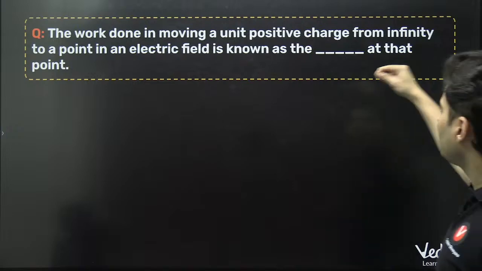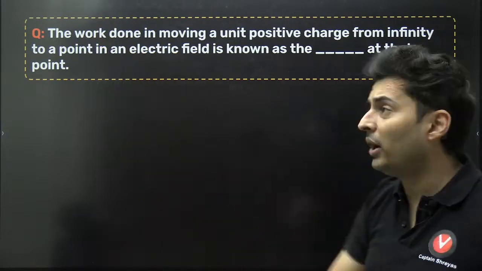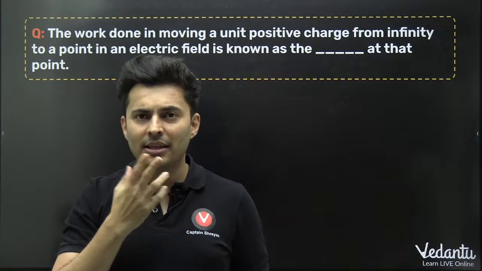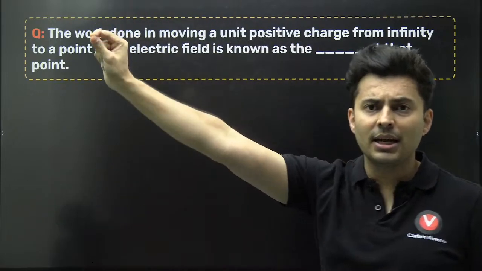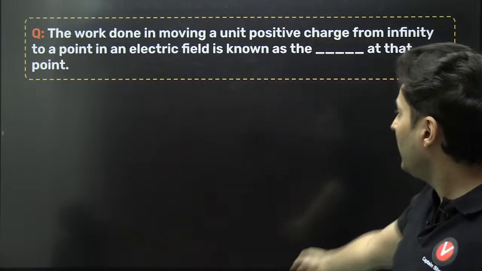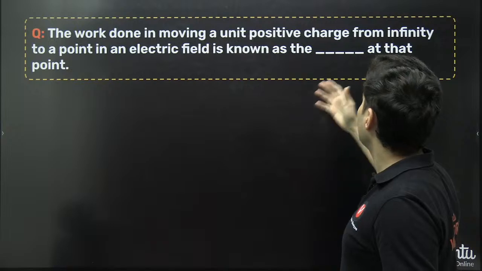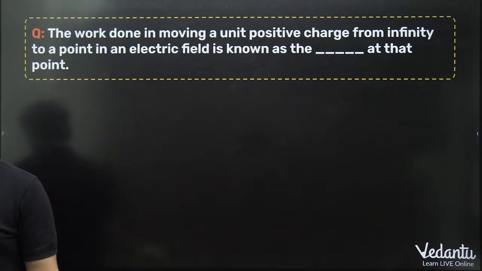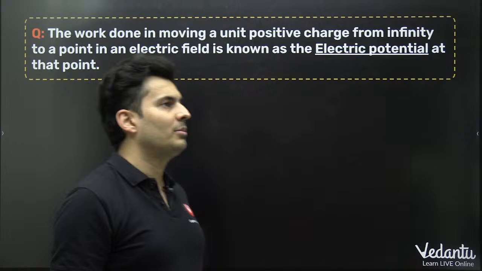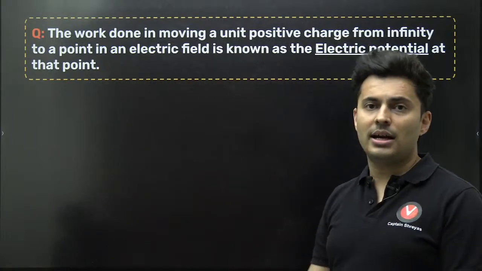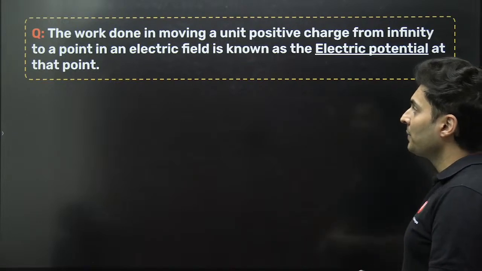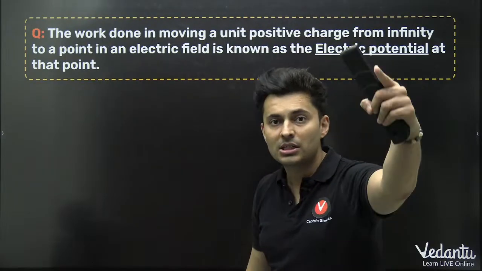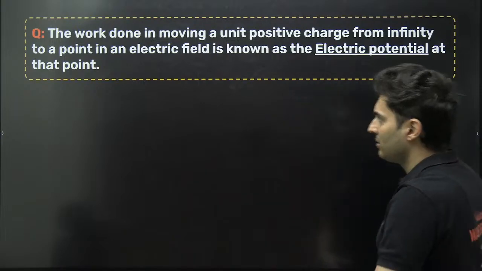The work done in moving a unit positive charge from infinity to a point in an electric field is known as what at the point? What do you call it? Come on, think about it. If you take a charge from infinity and bring it to some point, you do some work. The work done in moving that positive charge to that particular point in a field is called the electric field at the point? No. It is the electric potential at the point. Is that okay, my dear warriors? Very good. Volts is joules per coulomb. Work, joules. Charge, coulombs. Joules per coulomb is the volts at that point.